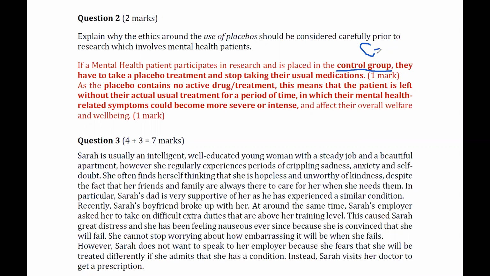So the control group is the one that always receives the placebo. You have to be very careful to always remember that. Okay, so they have to take a placebo treatment if they're in the control group. And obviously, if you're taking a placebo treatment, you have to stop taking your usual medications. You can't take your usual medications and take a placebo on the side. Why? Because the effect of your usual medications is going to mess up the observation of effect in the placebo. So obviously, you have to not be taking anything else while you take the placebo.